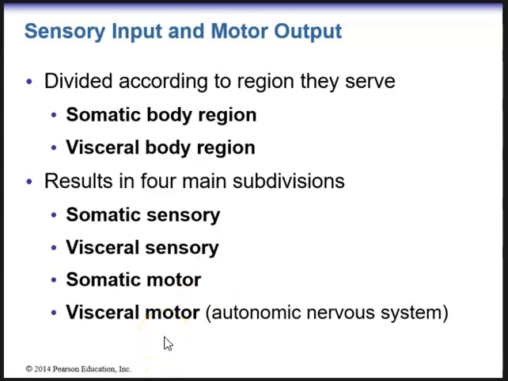Motor, these are our outputs. This is our brain telling the rest of our body what to do, either voluntarily or involuntarily, okay? So sensory, these are our inputs. Motor, these are the outputs coming from the central nervous system.